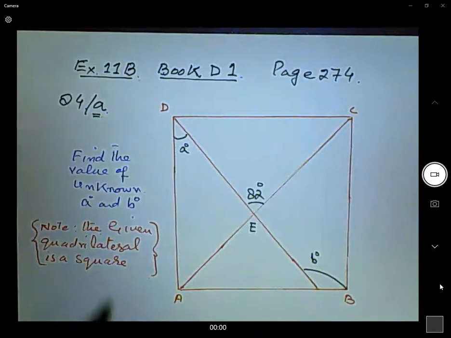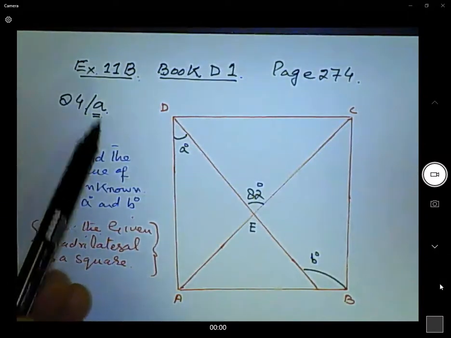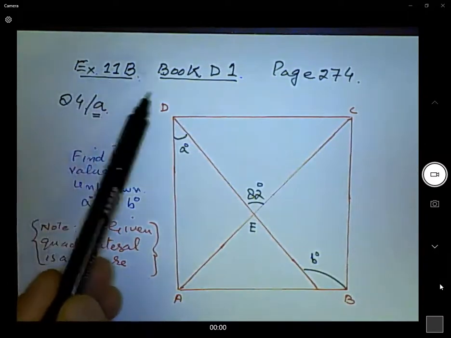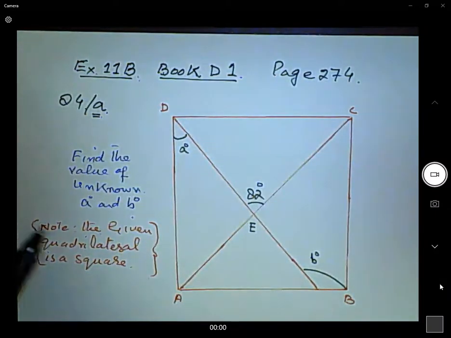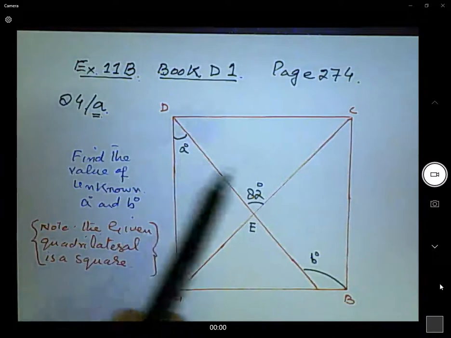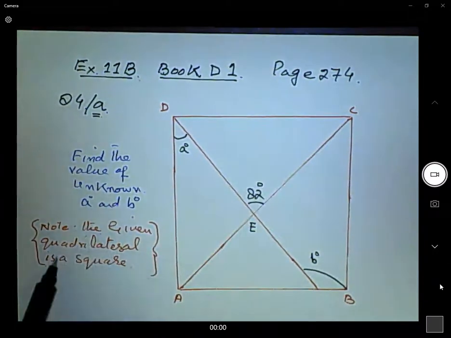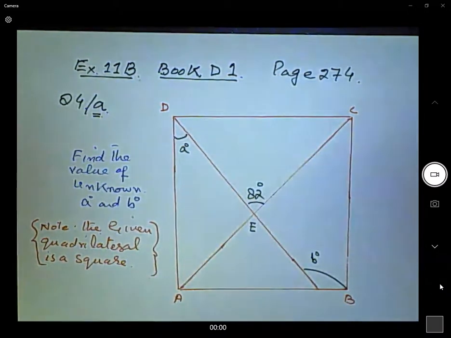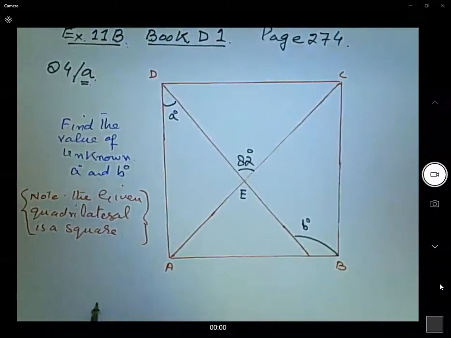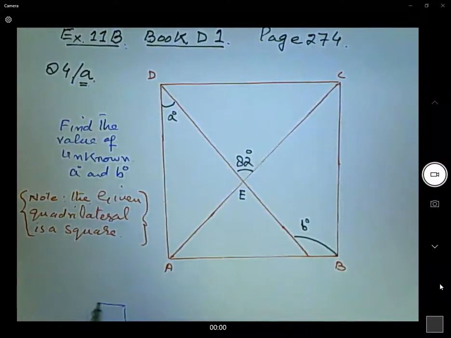Student, it's question number 4, part A from exercise 11B, book D1, page 274. Here's given a square. The given quadrilateral is a square. It's a square, remember. And according to the definition of a square, I'm drawing a square just like this one.